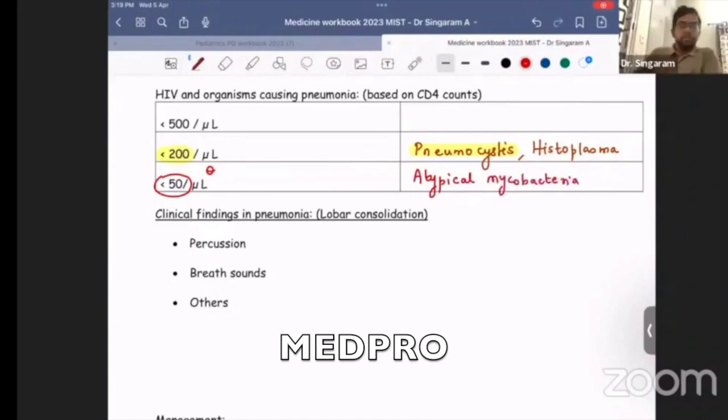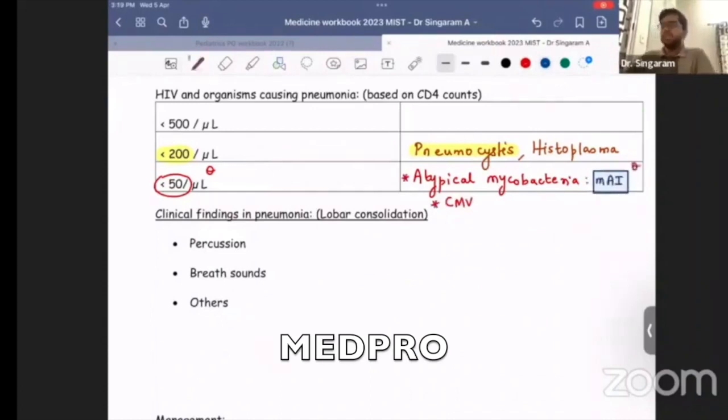Very good, doctors. Atypical mycobacteria, very correct. One more is what many of you were saying: CMV also. I agree to that. Cytomegalovirus is also important. And one more is atypical mycobacteria in the form of MAI. What is that? Mycobacterium avium intercellulare. I think that was a question which came in this January exam.